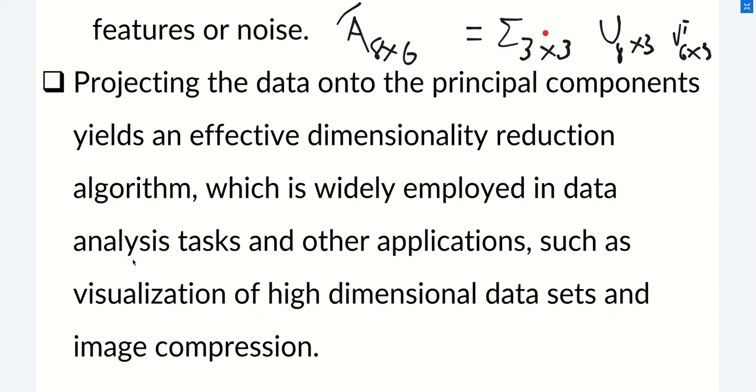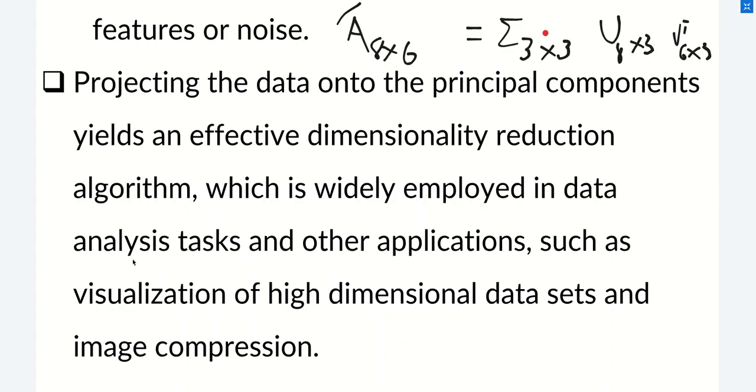But what are we doing? We are doing something known as projecting. What are we projecting? We are transforming the vector from one space to another. That is what is happening over here. So we are projecting the data onto a principal component. Okay, that is going to yield an effective dimensionality reduction algorithm.